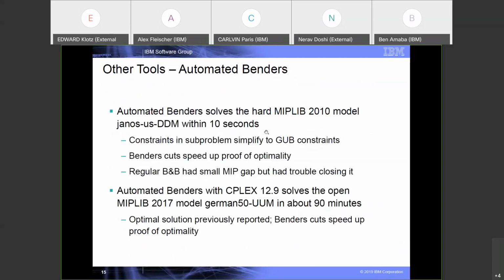And here are a couple success stories, open MIPLIB models. Now this only works for certain types of problems. So obviously there are plenty of other MIPLIB models where this doesn't help, but you can try it and it's pretty easy to see if it's not going to help.